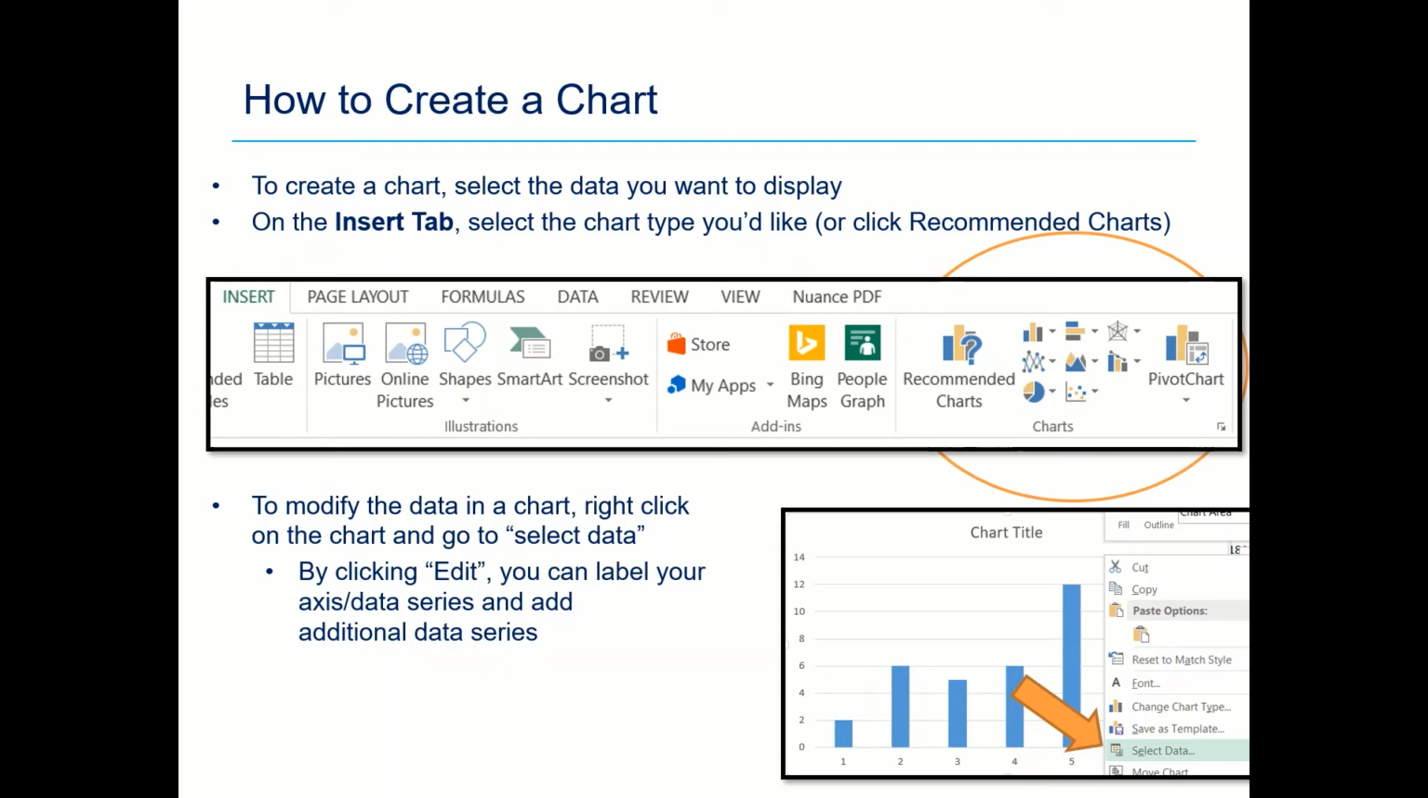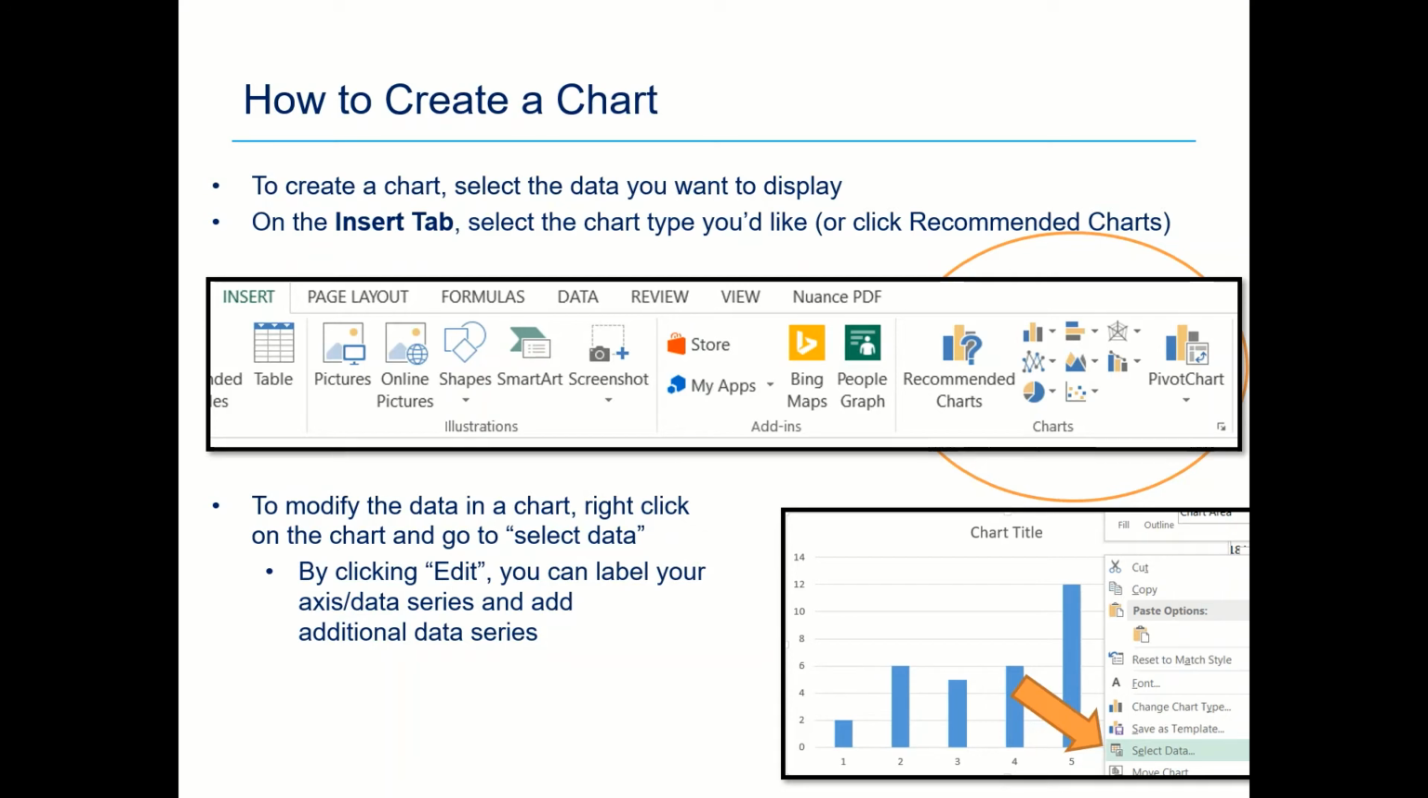Then you modify the data in the chart. You could right-click on the chart and go to Select Data. Let's say you were missing some of the data. By clicking Edit, you can label your axis, data series, and add. So you could add features to the chart to define it better. Like where it says chart title, you could create a title and describe what each axis is.